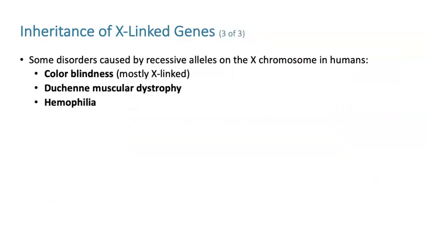I already listed some of these before, but they're ones that do come up over and over again in genetics problems. So just kind of listing them for you here, colorblindness is mostly X-linked. We just tend to simplify it and talk about it being X-linked. Duchenne muscular dystrophy and hemophilia, those often tend to show up in genetics problems. So just kind of a heads up.